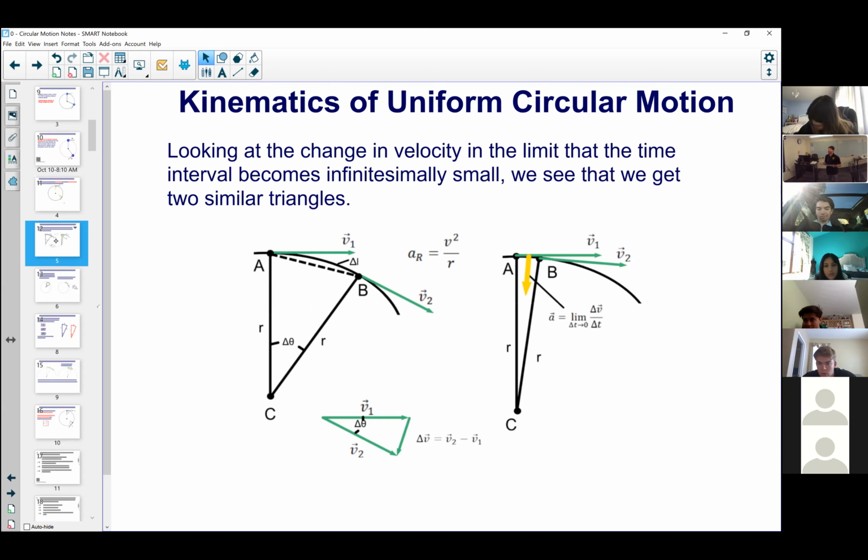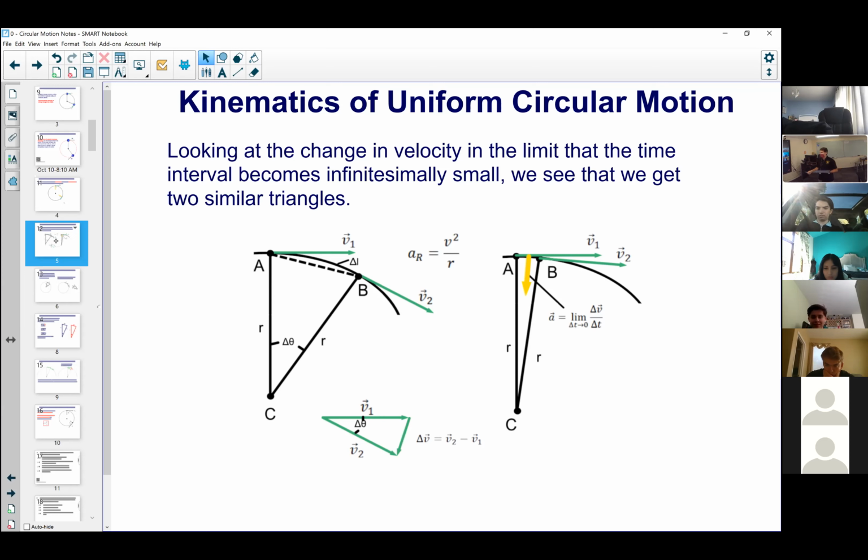So if we look at the change in velocity in the limit that the time interval becomes infinitesimally small, we see that we get two similar triangles. That sentence explains what we're going to be trying to do on the next few slides. I think it's probably a pre-calc topic to understand limits, so if you haven't learned that yet, it's not a big deal. I'll try to explain it fairly simply. Instead of saying becomes infinitesimally small, sometimes you'll hear it phrased as it approaches zero. That's another way you might hear that phrase.